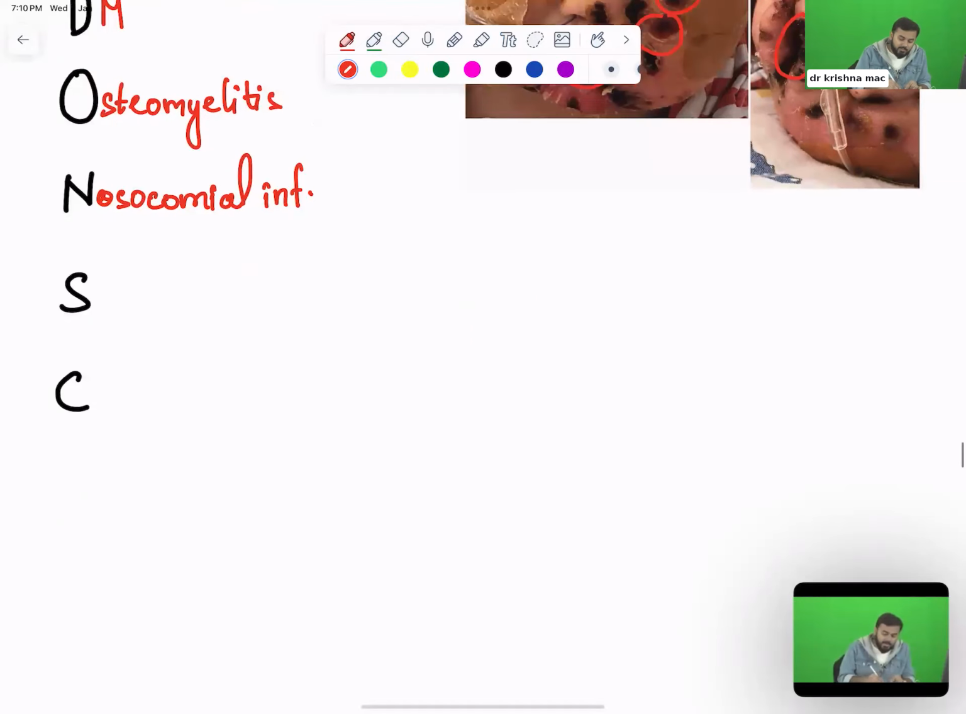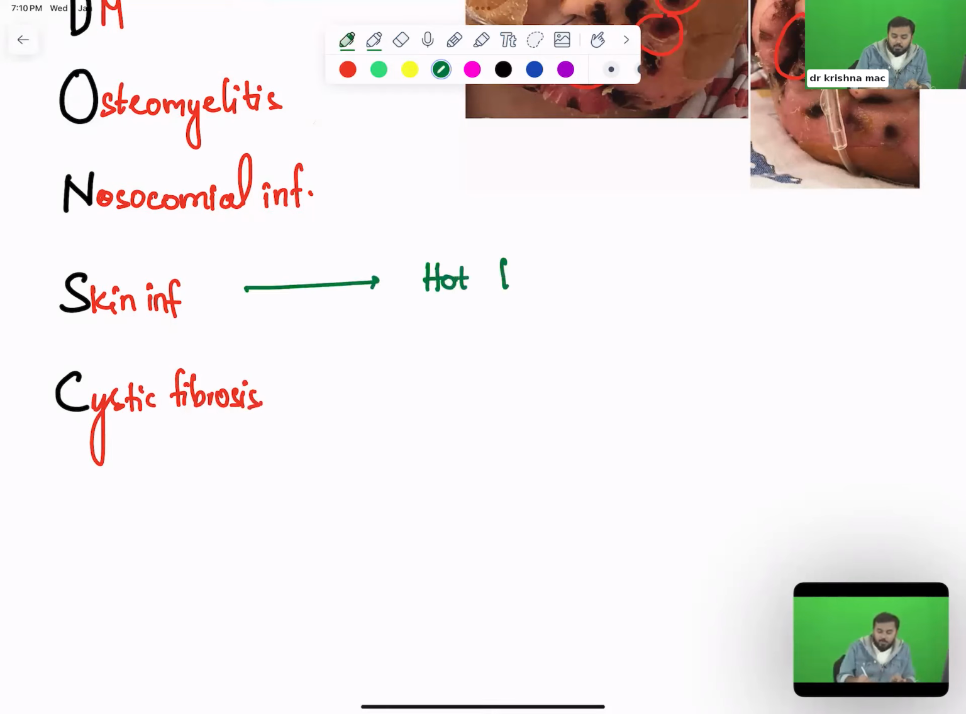S stands for skin infections. And finally, C stands for cystic fibrosis. Skin infections in the sense are what skin infections? A particular skin infection called hot tub folliculitis. Folliculitis because of sitting in the hot tub for a long time.